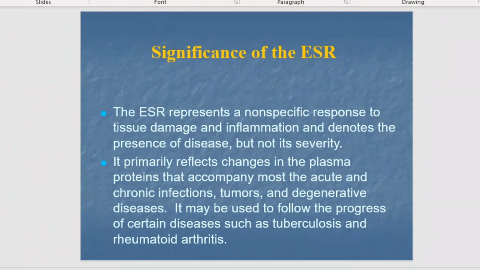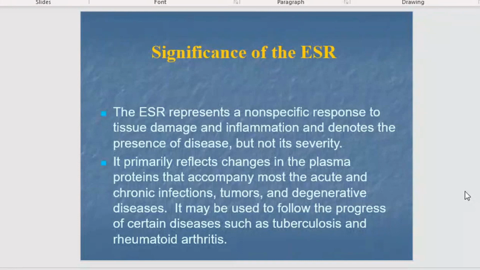So the severity may not be easily identified, but it denotes a non-specific response. Not knowingly, we are exposed to something, and then the tissue can be damaged, inflammation can be identified, and also the presence of disease can be identified. It primarily reflects changes in plasma proteins that accompany most acute and chronic infections. So changes in plasma proteins are always an important aspect of erythrocyte sedimentation rate.